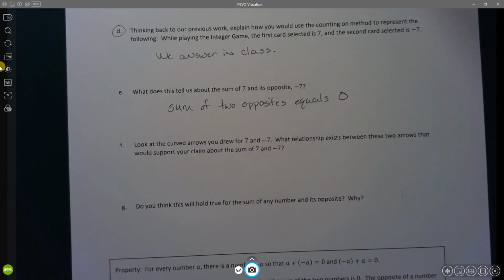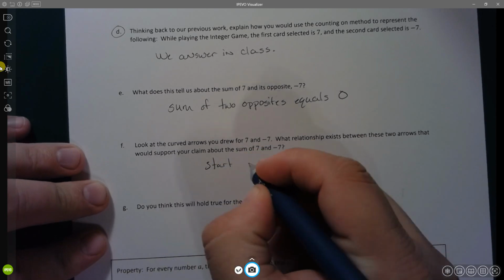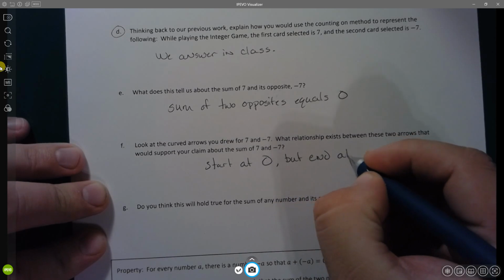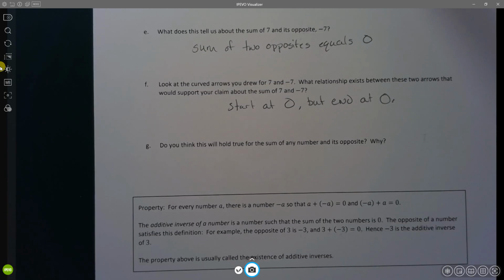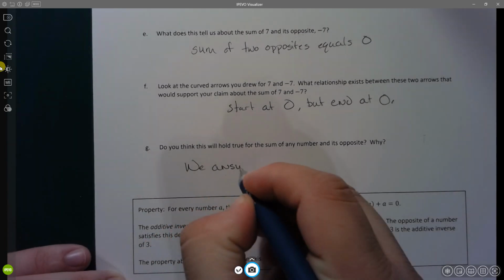So look at the curved arrows you drew for 7 and -7. What relationship exists between these two arrows that would support your claim about the sum of 7 and -7? Well, the arrows showed us that we start at 0 but end at 0. So these numbers have to be opposites. If we start at 0 at the beginning and end up back at 0 using just those two numbers, it proves that these are opposites. So the question is, do you think this will hold true for the sum of any number and its opposite, and why? This, again, is something we answer in class.